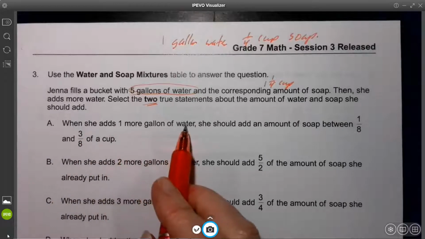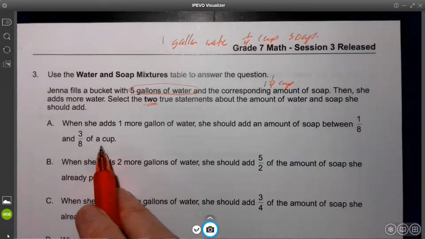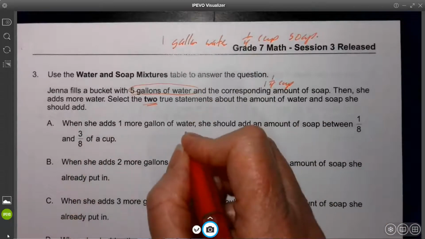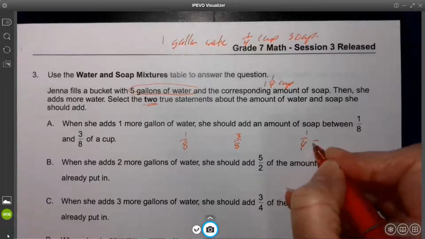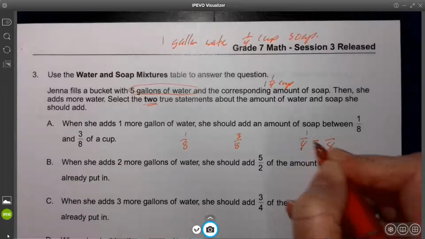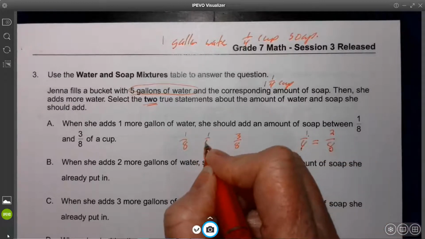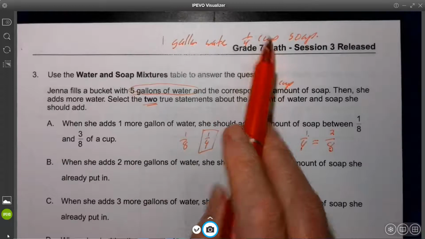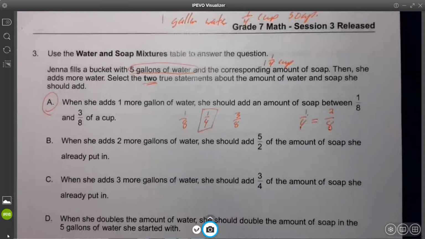When she adds 1 more gallon of water, she needs to add an amount of soap between 1/8 and 3/8 of a cup. Okay, so we know that 1 gallon is 1/4 of a cup, but they're saying between 1/8 and 3/8. So look at that. If I want to rewrite 1/4 with a denominator of 8, 4 times 2 is 8, so 2 times 1, so 2/8. So 1/4 is 2/8. So is 1/4 between these two? Yes, it is. So if I add 1 more gallon, I know I'm going to add 1/4 more soap. They ask it in a weird way, which is very common in math testing, it seems like.